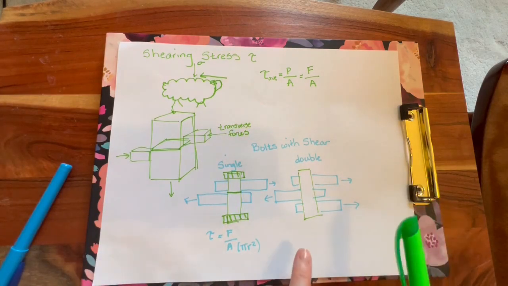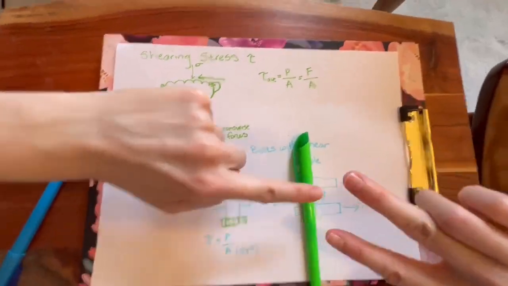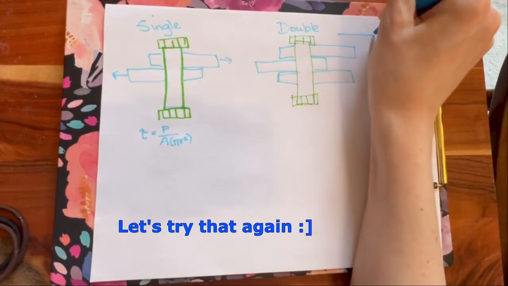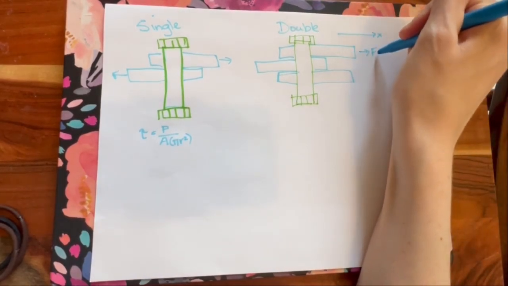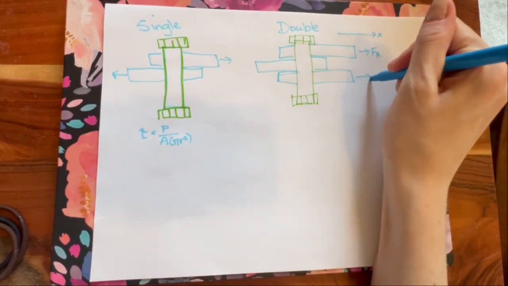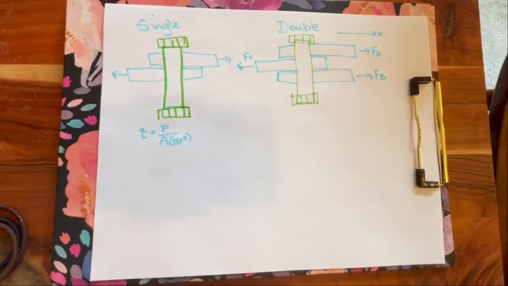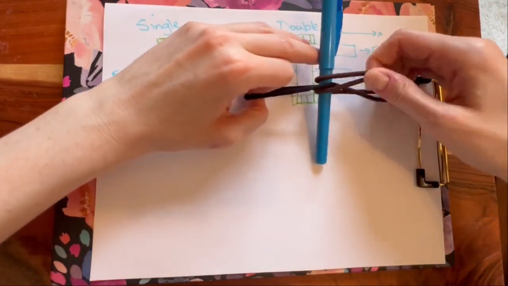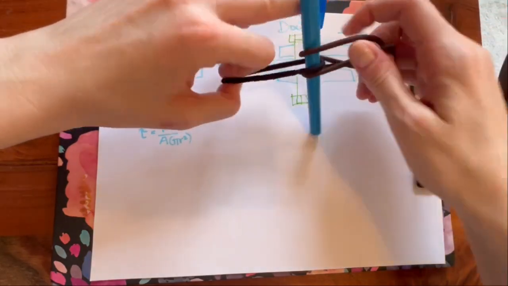And then we have a double shear. So with that situation, for our double shear, let's say this is our x-axis. So we'll have this be called FA, this be called FB, and then we'll have FC. So to picture this one, it's slightly different than the other one.